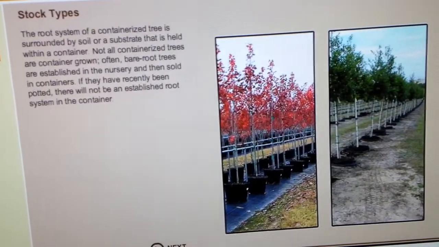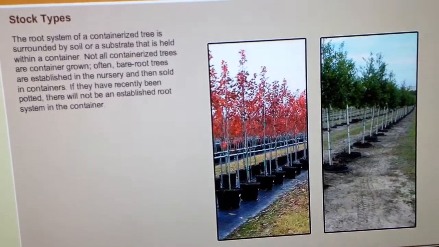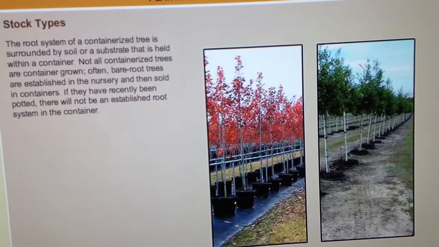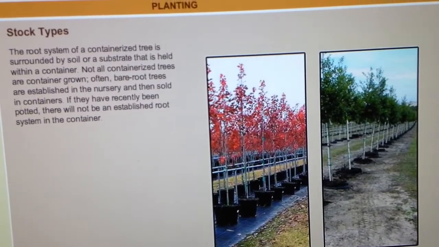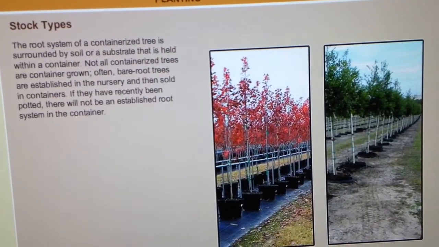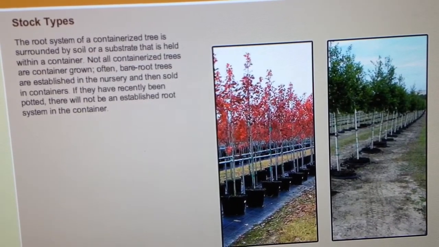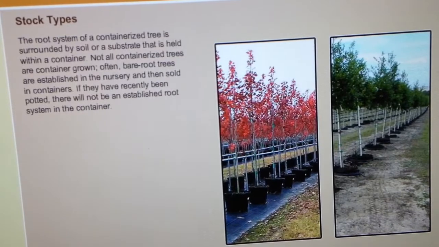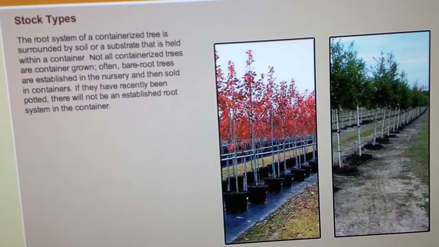The root system of a containerized tree is surrounded by soil or a substrate that is held within a container. Not all containerized trees are container grown. Often, bare root trees are established in the nursery and then sold in containers. If they have recently been potted, there will not be an established root system in the container.